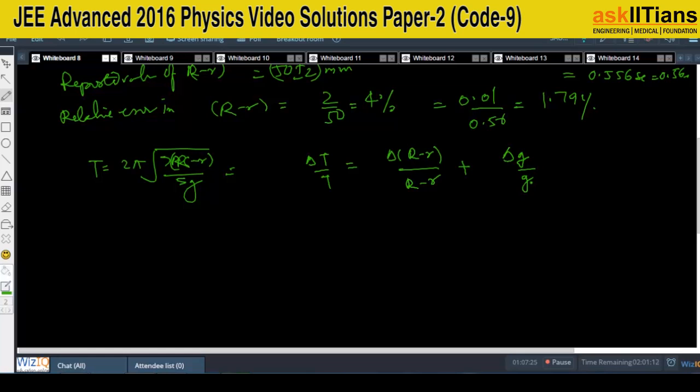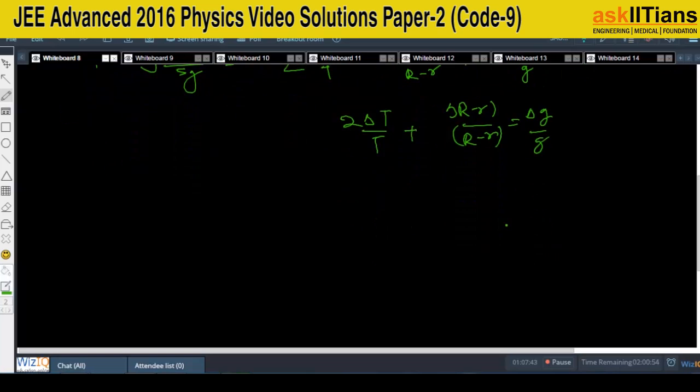Okay, so from this relation we will get our answer, because we will square both the terms. When we square, we get the factor 2 times. So it is equal to 2 delta T by T plus delta (R minus r) upon (R minus r), which should be equal to delta g by g. Placing the values of delta T by T and these two values, we got around 7.5%. That is equal to delta g by g. Hence it is also absolutely wrong.